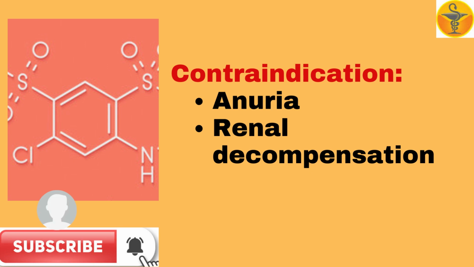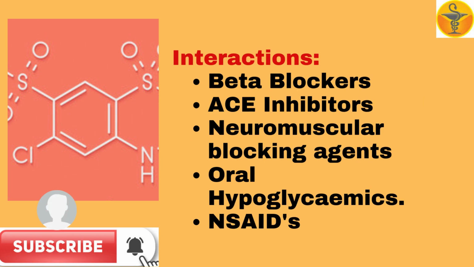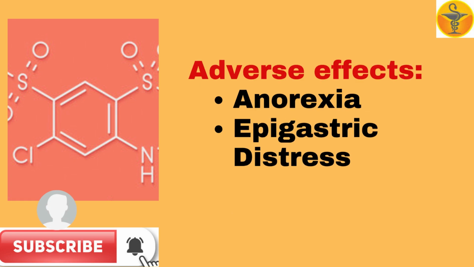Contraindications: anuria, renal decompensation. Precautions: avoid in severe renal disease, gout, diabetes, and patients with moderate to high cholesterol concentration. Interactions: beta blockers, ACE inhibitors, neuromuscular blocking agents, oral hypoglycemics, and NSAIDs. Adverse effects: anorexia, epigastric distress.